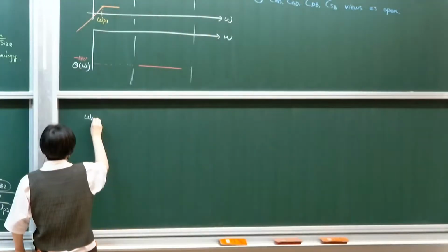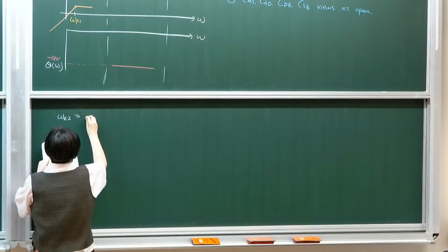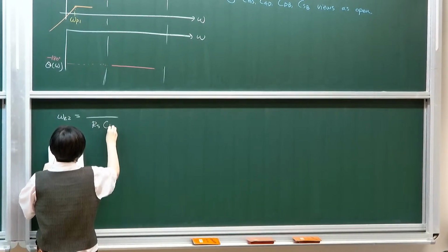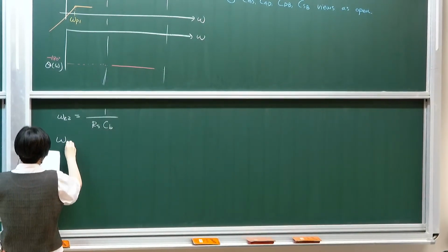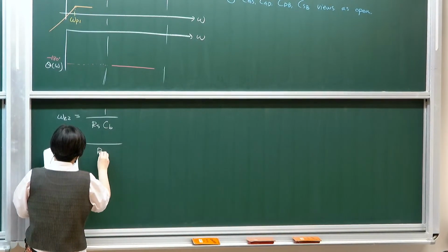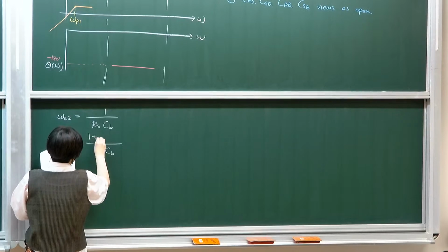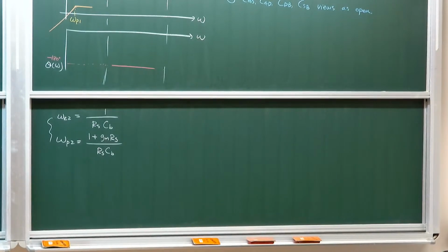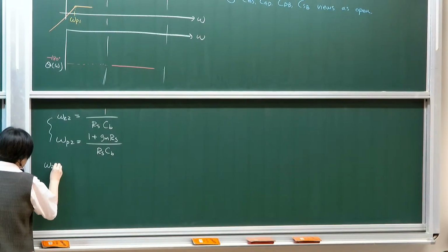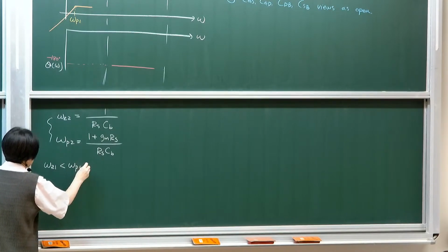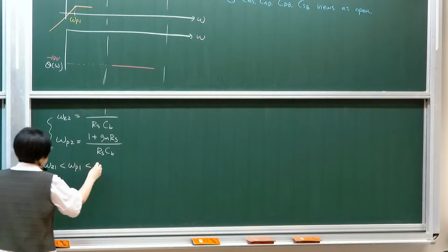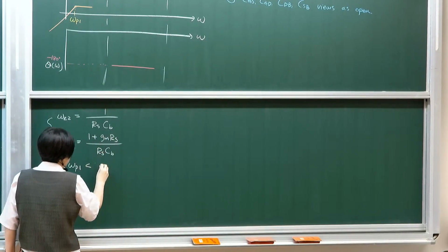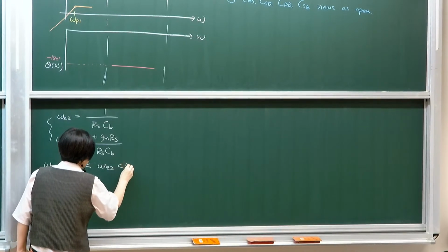So omega Z2 will be determined by RSCB over 1. Omega P2 will be RSCB over 1 plus GM RS. Okay? So in this case, we already know that we have omega Z1, which is smaller than omega P1. And in this term, I already know that this is larger than 1. Therefore, omega Z2 comes first, and then omega P2.